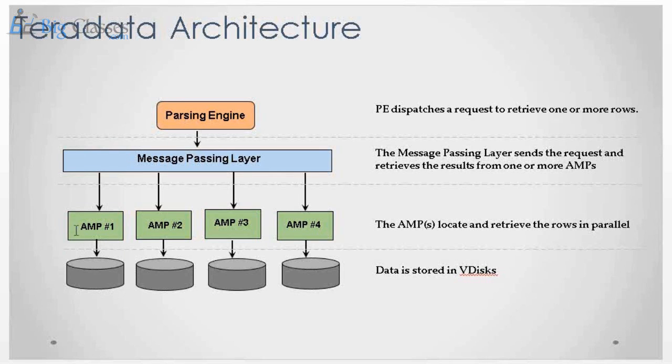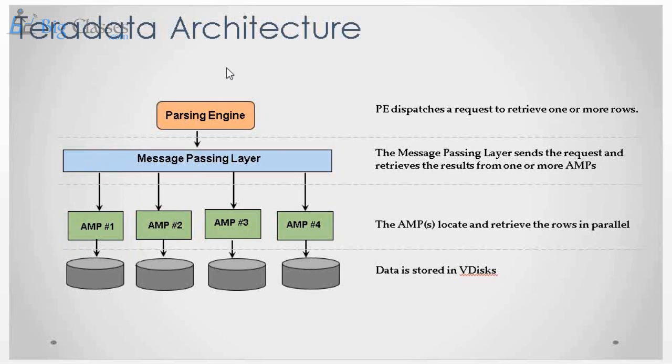But in this case, the data will be divided equally between all the AMPs. So each AMP will take 2,500 seconds to insert the data. So instead of taking 10,000 seconds to insert all the 10,000 rows, the entire insert operation will complete within 2,500 seconds, because each AMP will run in parallel to insert the data. But the distribution is based on the primary index. The primary index is the one which will decide which row goes to which AMP. So that's why the primary index is critical in Teradata.